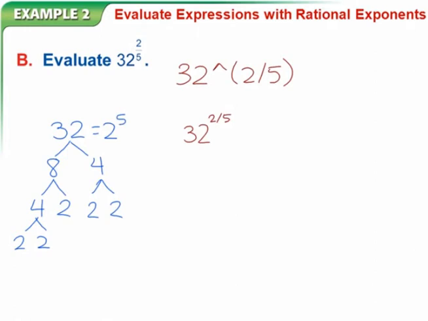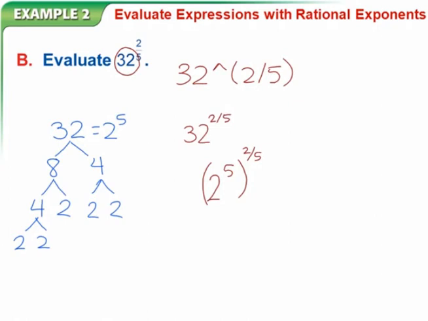So what I'm going to do is rewrite that expression as 2 to the 5th raised to the 2 over 5. Because we know that 2 to the 5th is the same thing as 32, so I'm just replacing that 32 with 2 to the 5th.